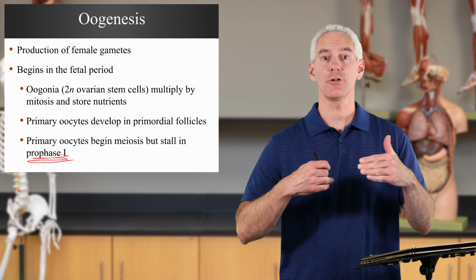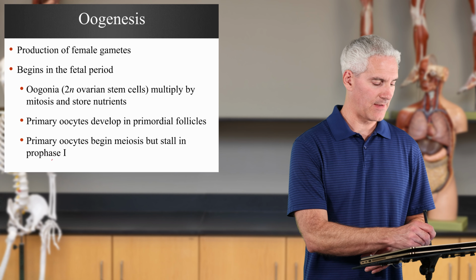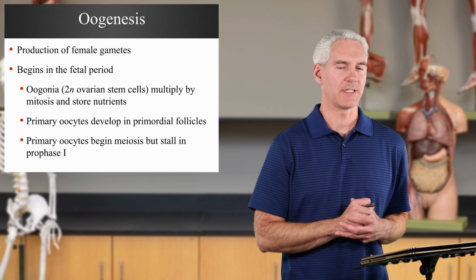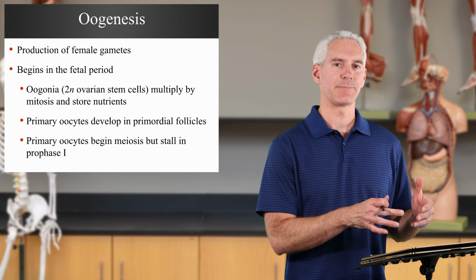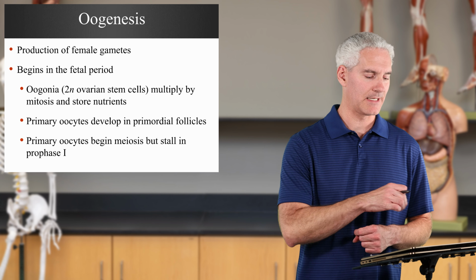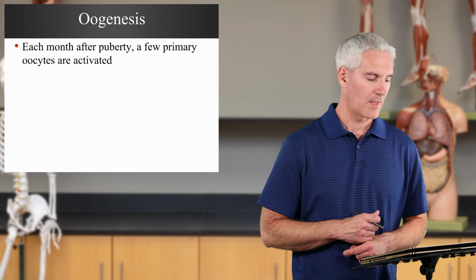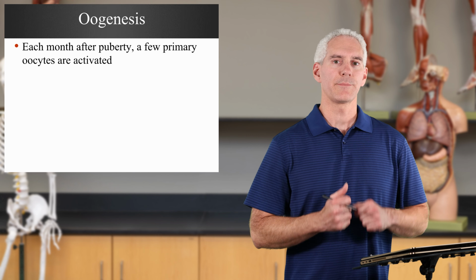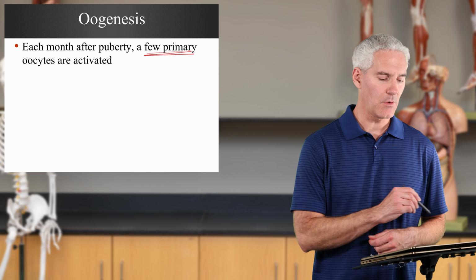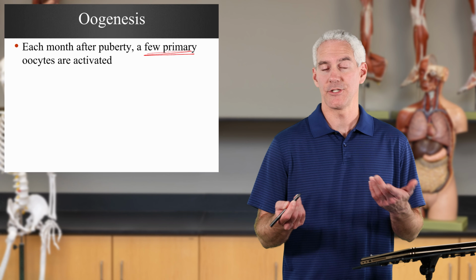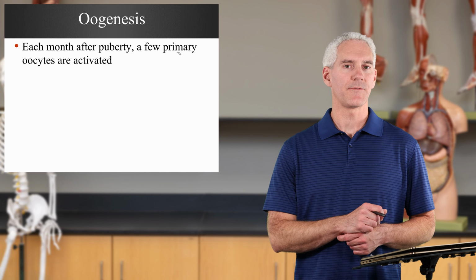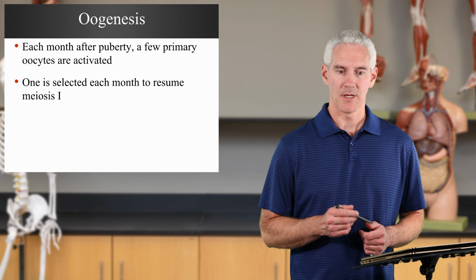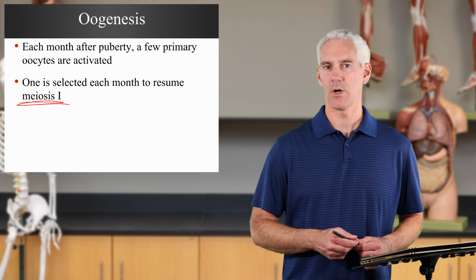So these are not mature eggs. These are just the very beginning stages. But it all happens before she's even born. So this aspect is all in utero, basically in the fetal system. Now, after puberty, so pretty much everything just sits until puberty. Once puberty occurs, then a few primary oocytes are activated each month. Of those few primary oocytes, one is selected each month to go through and resume meiosis 1.